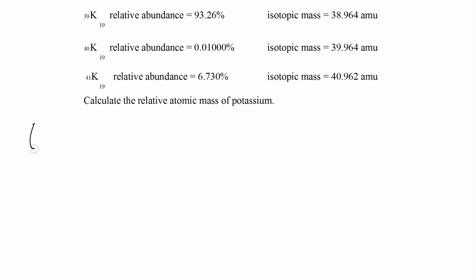We have an isotopic mass of 38.964 atomic mass units. And we're going to multiply that by the decimal equivalent of the percent abundance, which is going to be 0.9326. Then we're going to add to that the contribution from the potassium 40 isotope.